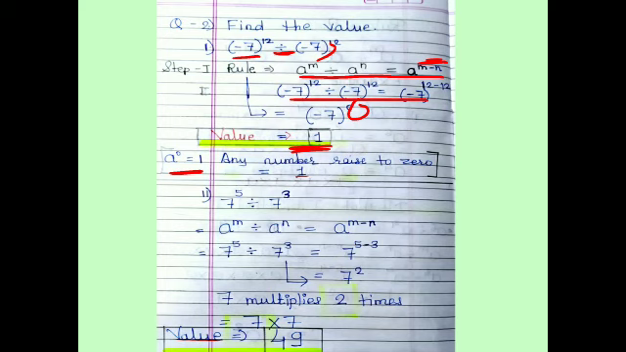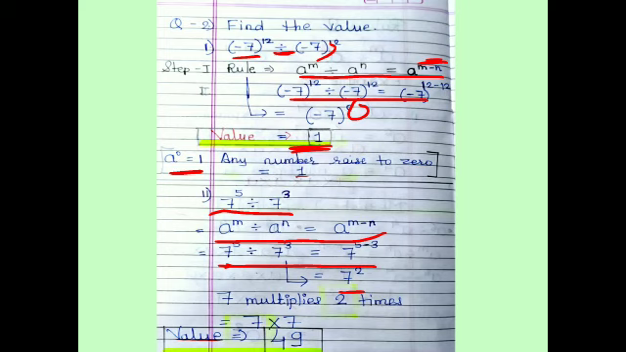And the second question, 7 raised to 5 divided by 7 raised to 3. So what do you have to do? First write the rule, then substitute the value. 7 raised to 5 divided by 7 raised to 3. What do we have to do? 7 raised to 5 minus 3. So the common base is 7. So 7 you have written, and subtract the index. What is the index? 5 and 3. So 5 minus 3, the answer is 2. So you got the answer 7 raised to 2.